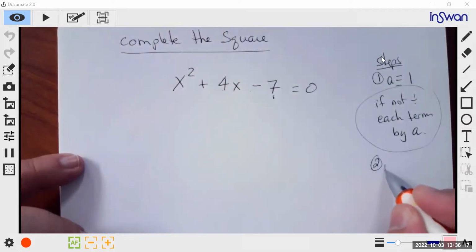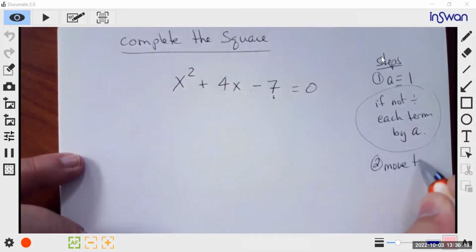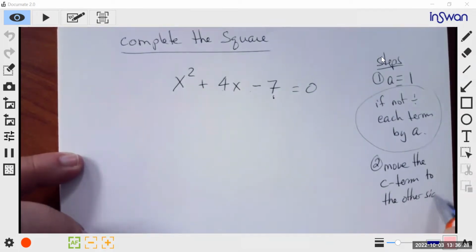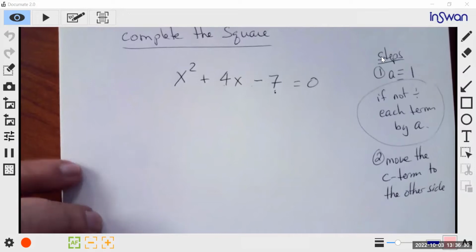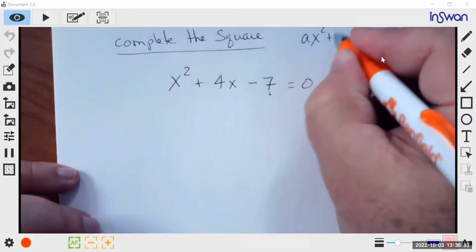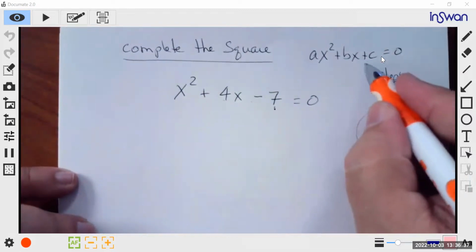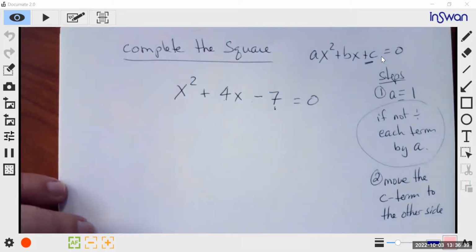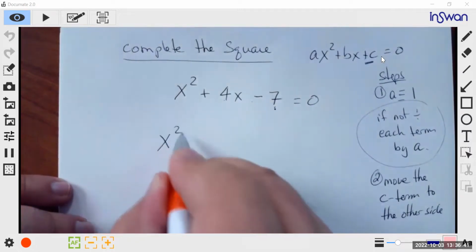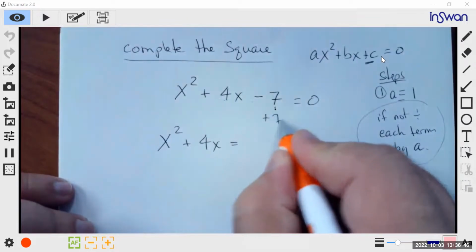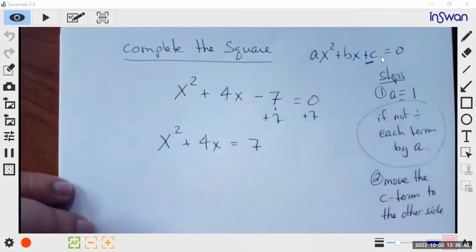Second step. Move the C term to the other side. Remember, it's ax squared plus bx plus c. The c term is the constant term. So our first step here is we add 7 to both sides. That's my first step.